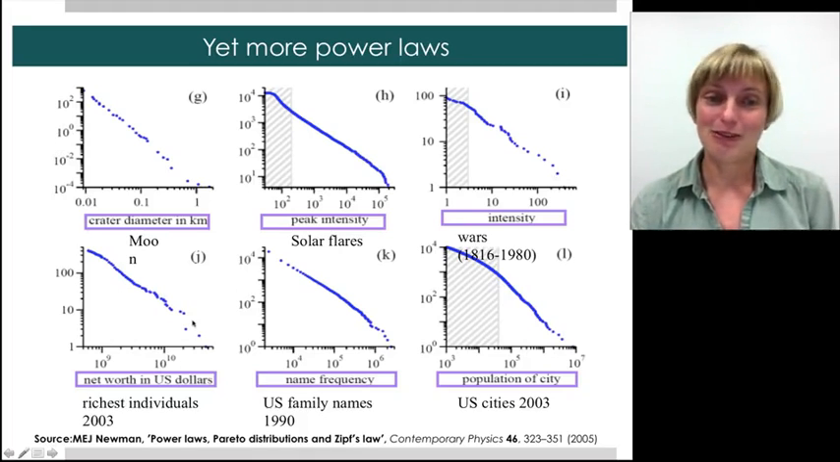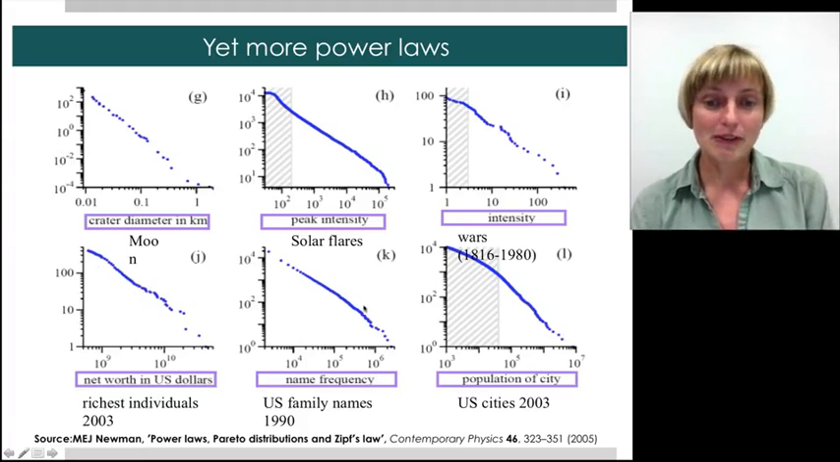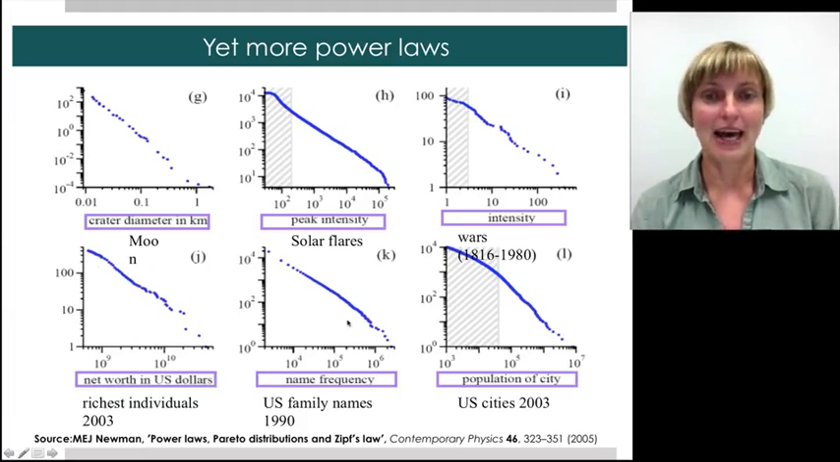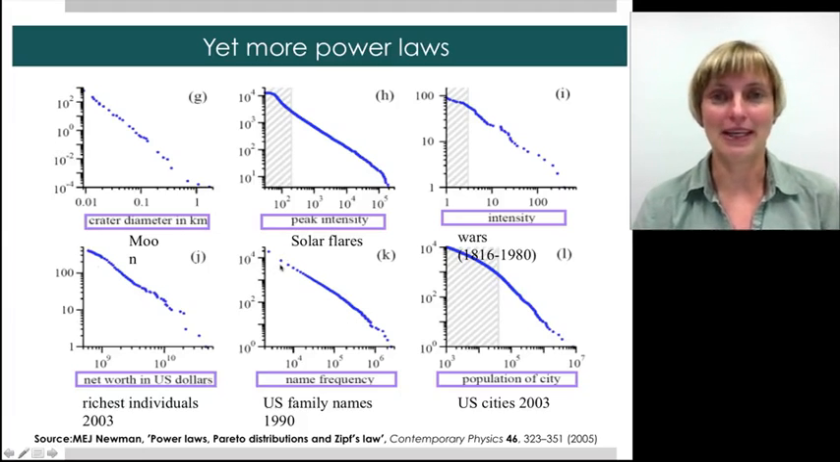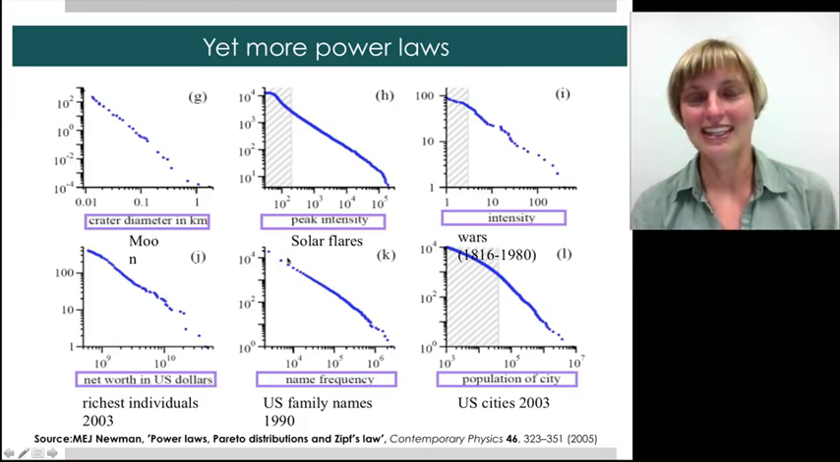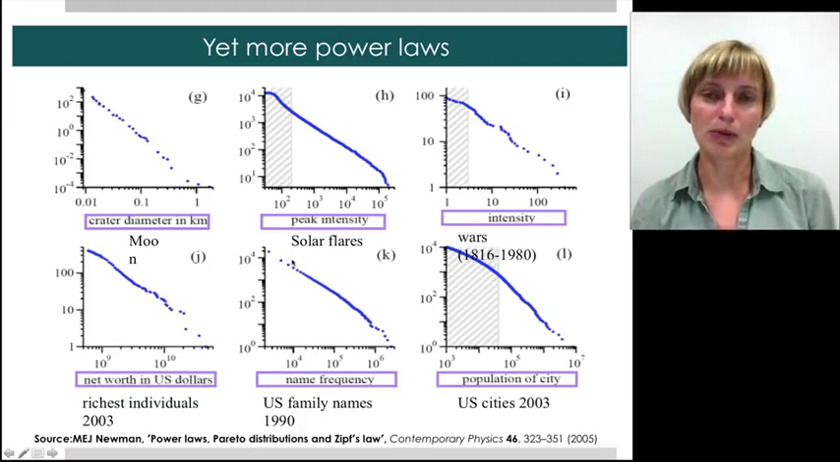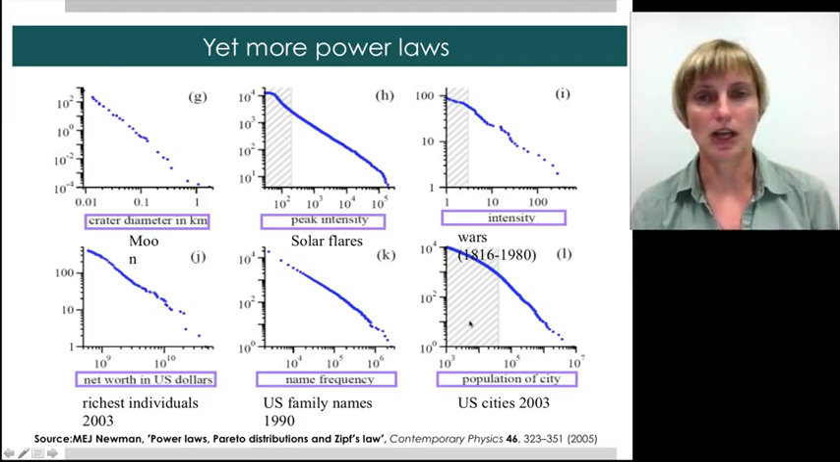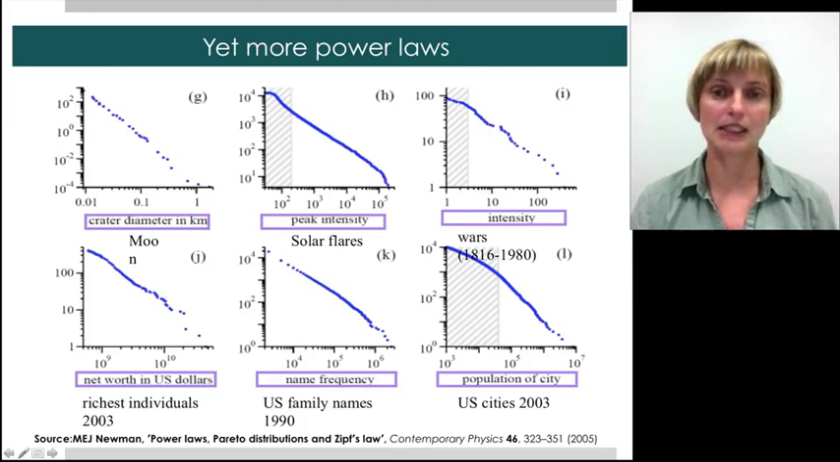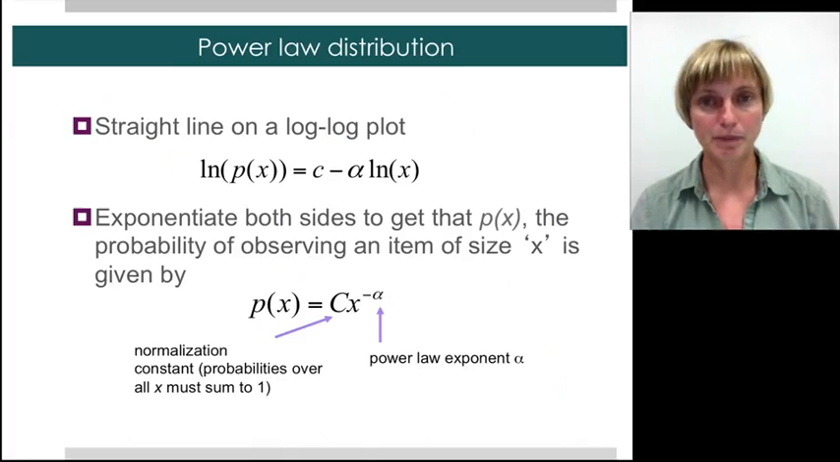Income distribution, a few very rich people and lots of not so rich people. Name frequency, lots and lots of Smiths and not that many, I don't know, lots of people have less common names. Populations of cities, we just talked about that. A few mega cities and many, many small towns.